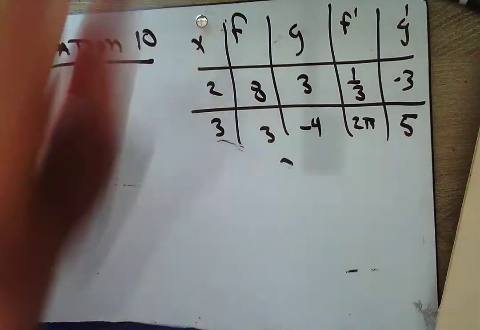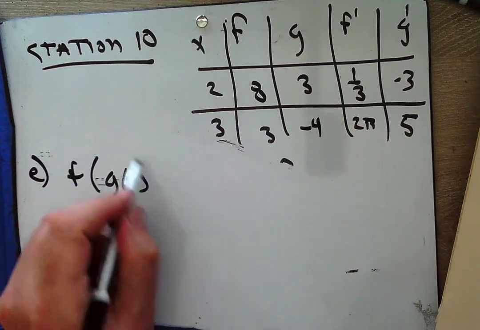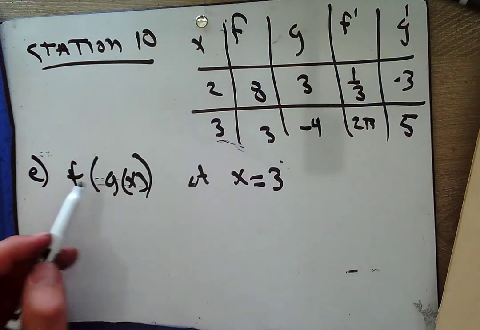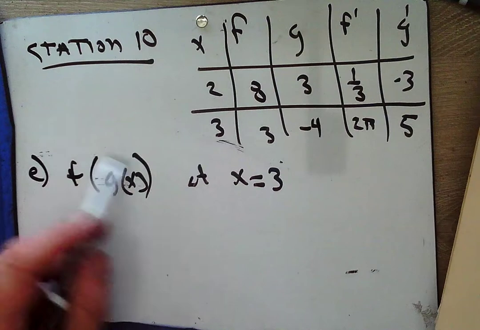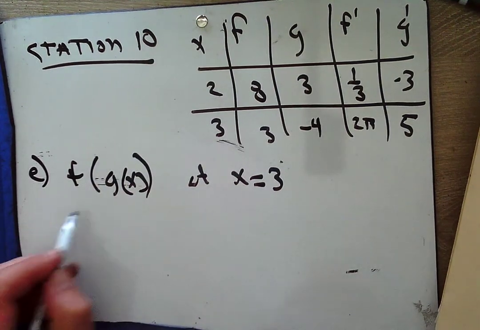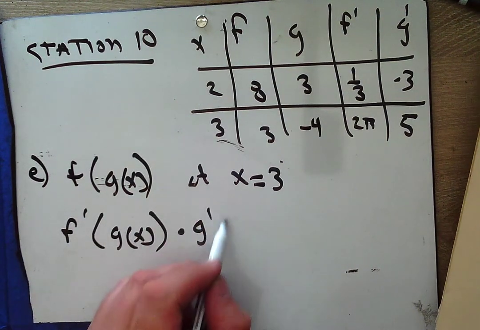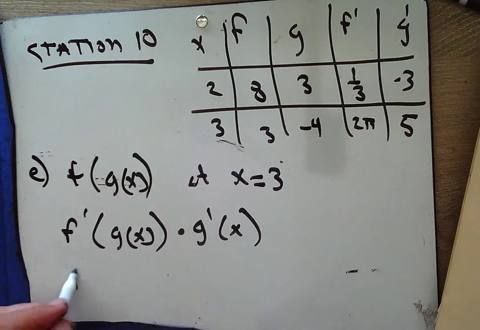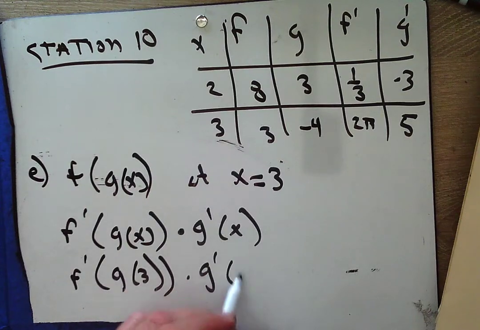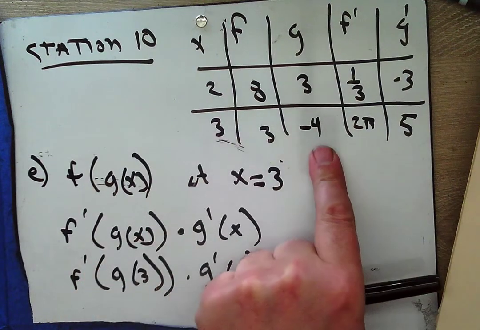Part E. E says f of g of x at x equals 3. So this is chain rule, right? Because one function is eaten by another function. Whenever we see composition, we know we're looking at chain rule. And so my derivative of the outside, leave the inside alone, times the derivative of the inside. We want f prime of g of 3 times g prime of 3. Well, g of 3 is -4.